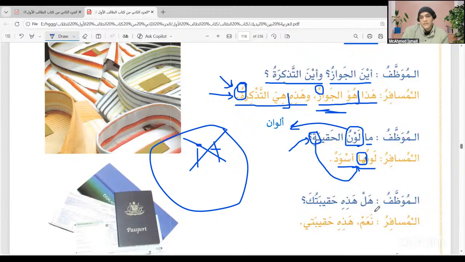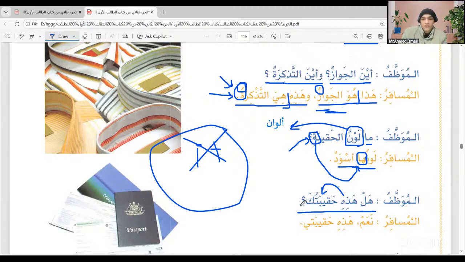So الموظف said هل هذه حقيبتك? هل هذه, is this. Why did he say هذه? Because the word حقيبة has ta, which is مؤنث. So we say هذه, not هذا. He couldn't say هل هذا حقيبتك because it's wrong. So هل هذه حقيبتك, is this your bag?